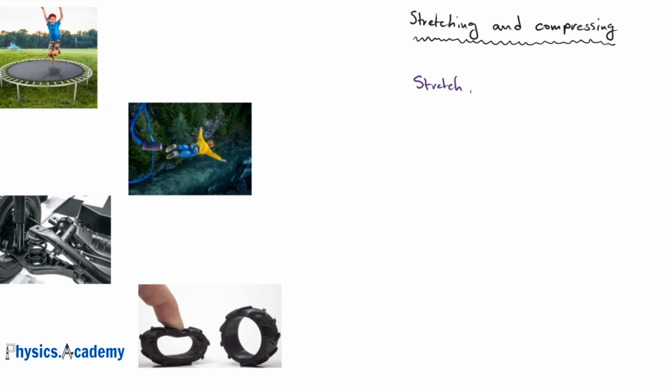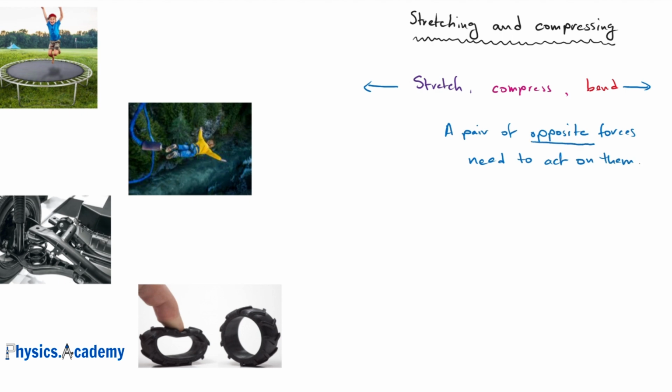Every time an object is either stretched or compressed or bent, for example, if you are jumping on a trampoline or if you go bungee jumping, or the shock absorbers in your car or the rubber tires in the car, you would always need a pair of opposite forces acting on them to change the shape of that object.